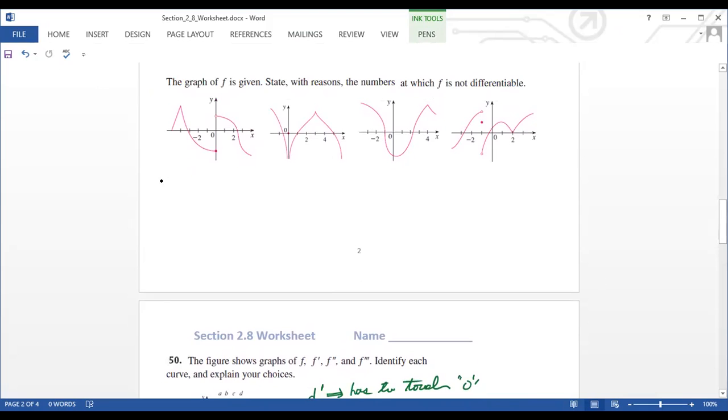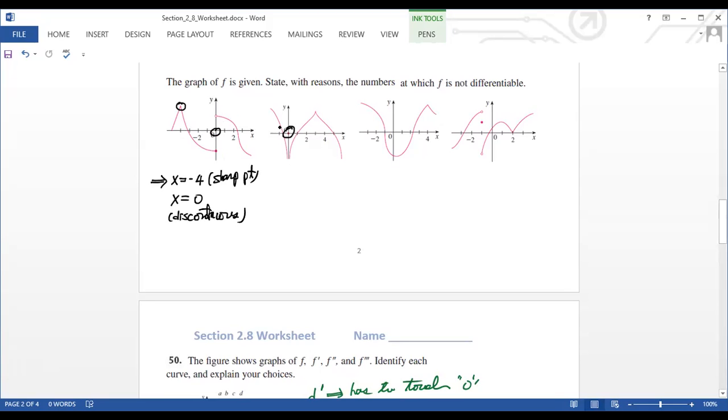Okay, so take a look at the first one here. Remember, the non-differentiable points are the sharp points, right? So here, this is a sharp point. So x equal to -4 is not differentiable. Why? Because this is a sharp point. And then x equal to 0 is not differentiable. Why? It's discontinuous, right? We have to be continuous. So this is discontinuous.